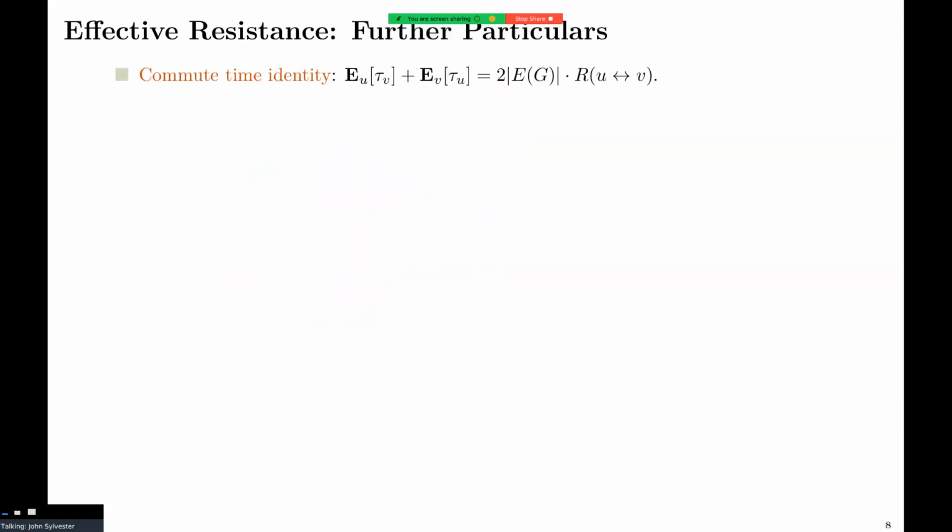Okay, so why are we interested in resistance? Well, there's a beautiful connection between electrical networks and reversible Markov chains. And one consequence of that is this formula. The expected time to get from u to v and then back to u again is equal to the number of edges in your graph times the effective resistance between those two vertices.